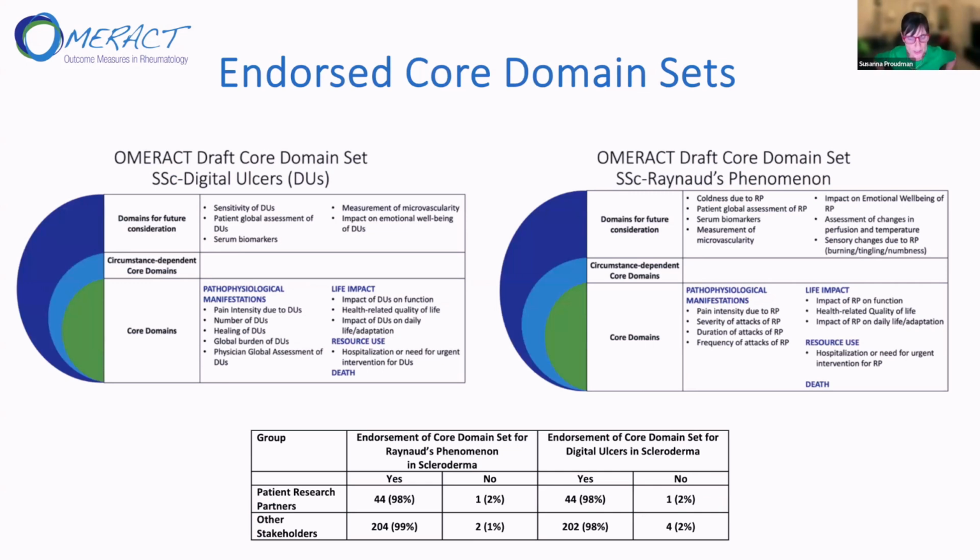So overall, there were 250 members of the OMERACT community from 6 continents who voted. And you can see that the response was overwhelmingly an endorsement for both core sets, with 98% of both groups voting yes.